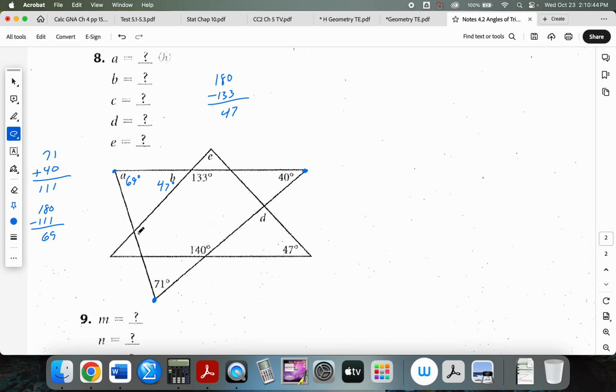C is an exterior angle to this triangle right here. The exterior angle is equal to the sum of the two remote interiors. All I've got to do to find C is add 69 and 47. It's 116 degrees.